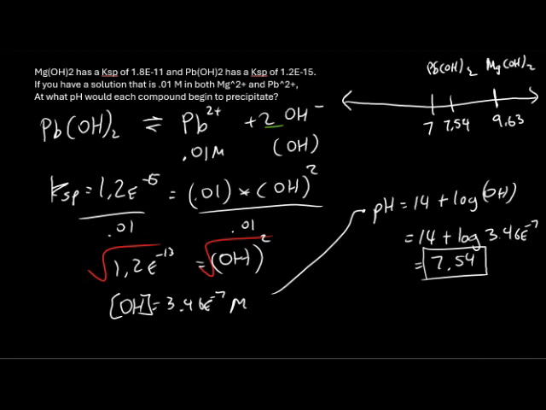It turns out that if we have this mixture of magnesium and lead, we can adjust the pH to somewhere within this window between 7.54 and 9.63. For example, if we adjusted the pH to something like 9.5, this would precipitate the lead, but leave the magnesium alone. Therefore, if you did have this combined solution and you wanted to separate the metals, we could just adjust the pH to 9.5 or really anything slightly below 9.63 to get optimal separation of the metals.